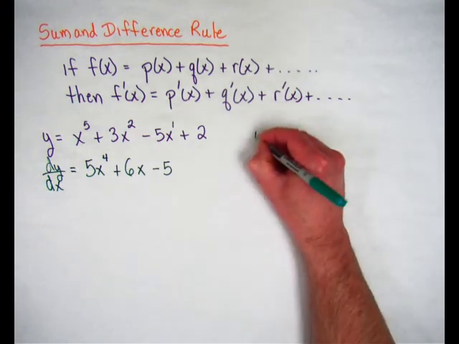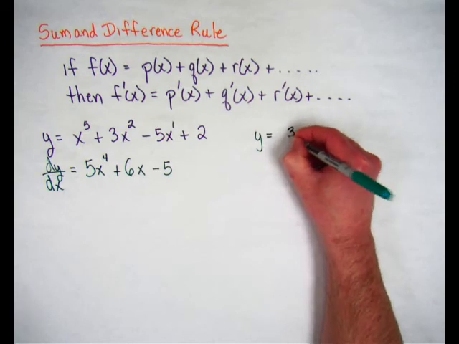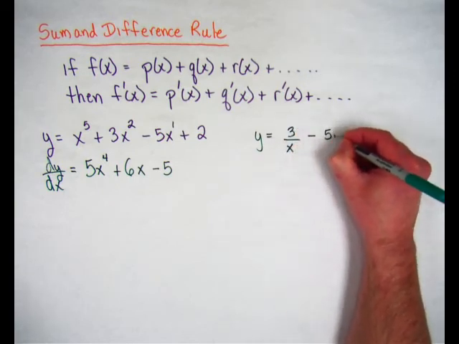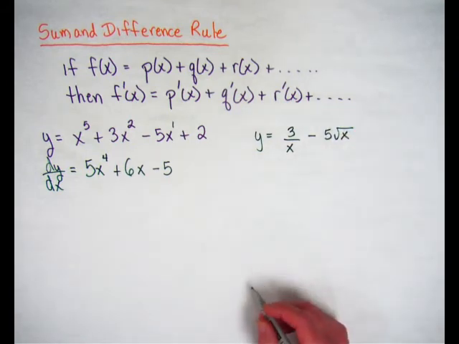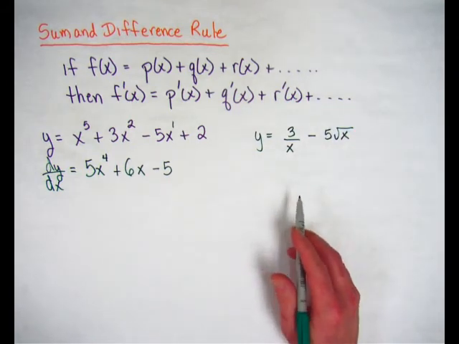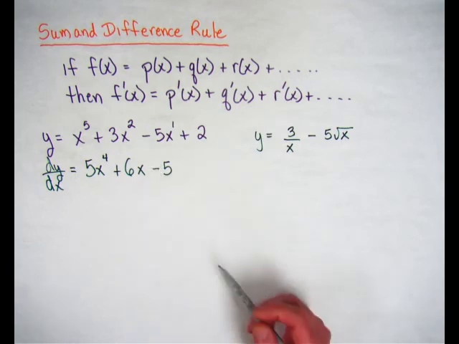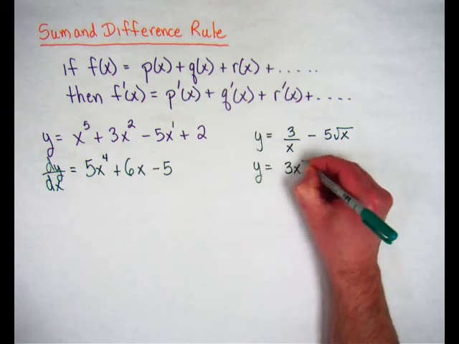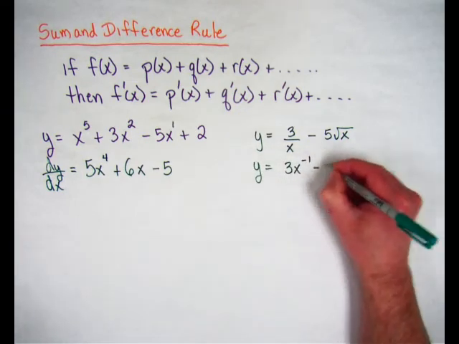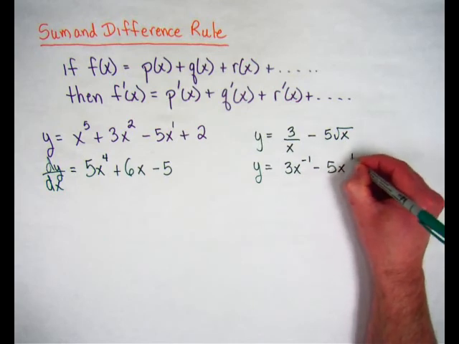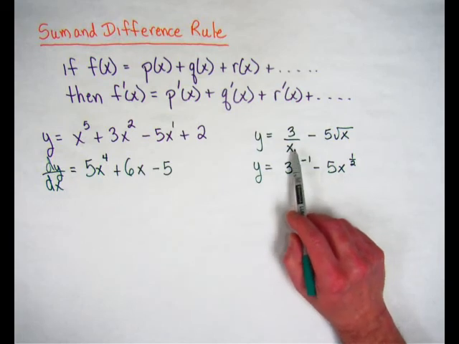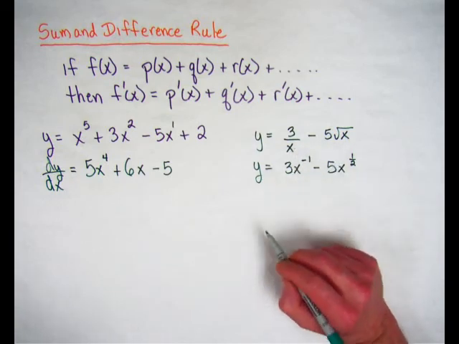Now just a couple more examples. If you had something like 3 over x minus 5 square root x. I wanted to show you this example just because it looks a little more challenging than the previous one, but the key is just to change it to powers. This is really the same thing as 3x to the minus 1 minus 5x to the 1/2. To do this, you have to know a few laws of exponents, the negative exponent, the fractional exponents.